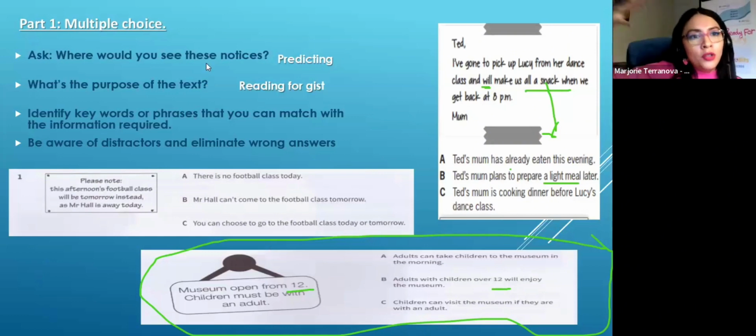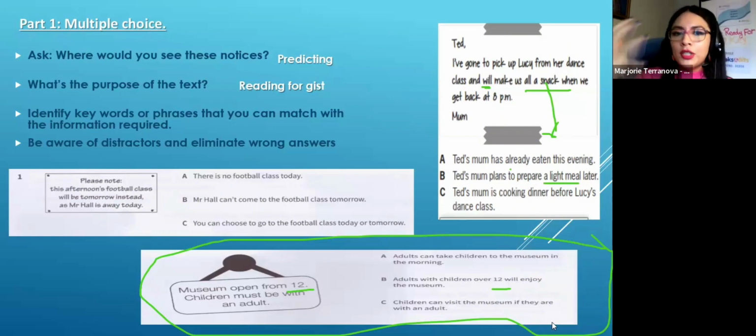Remember, if your students are not sure, tell them to eliminate. Eliminating answers is always a good technique, okay? So remember, you're going to have 6 notices in this part of the test. And the most important thing is that you get your students familiar with all the variety of notices that they can find. They can find posters, they can find signs that are normally seen on the street, they can even find some screenshots from WhatsApp messages, etc.